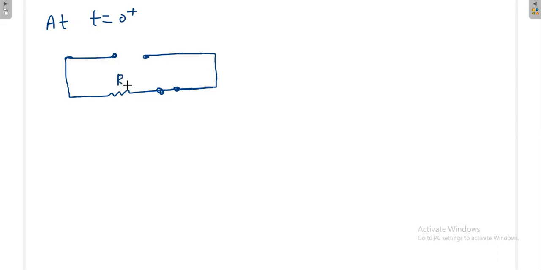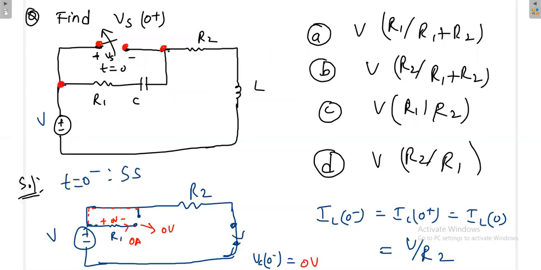Anyway, that R1 will be there. I want to measure what this voltage is. Then the rest of the circuit is like this. So this is V, and again this is R2, but the inductor is having some initial current, because at t equals 0, at the time of switching, the inductor is having some initial current. That current is V by R2.